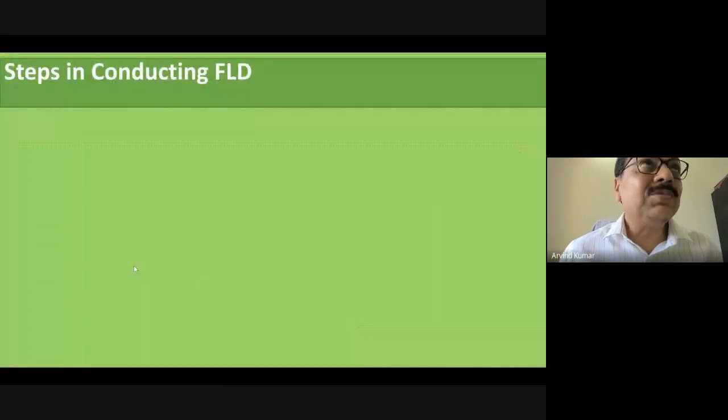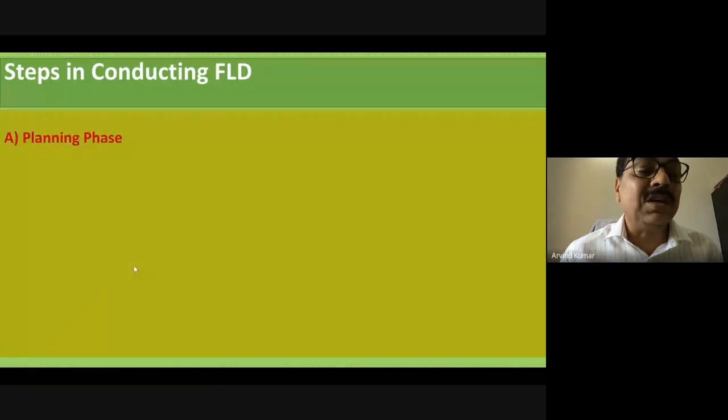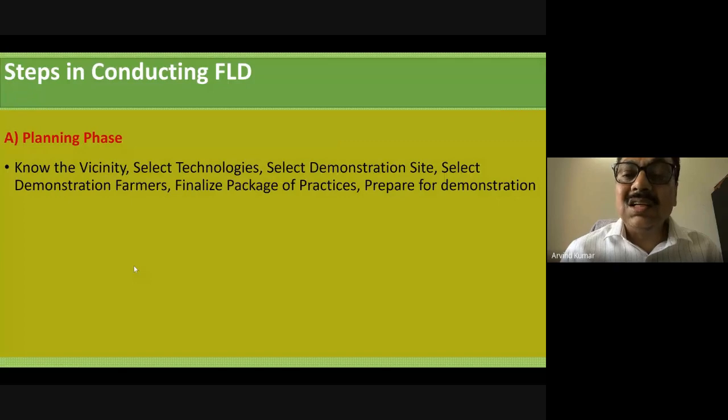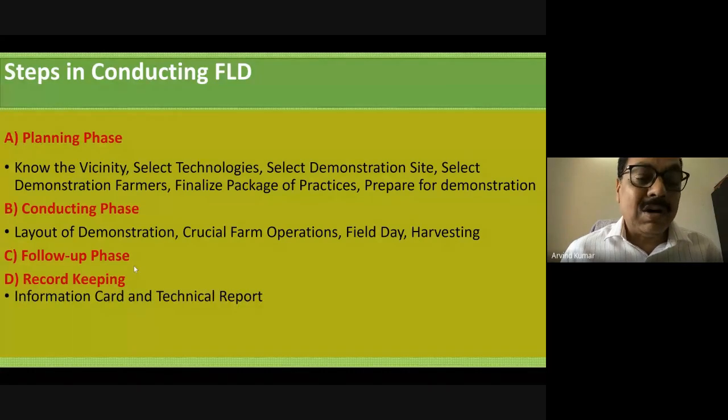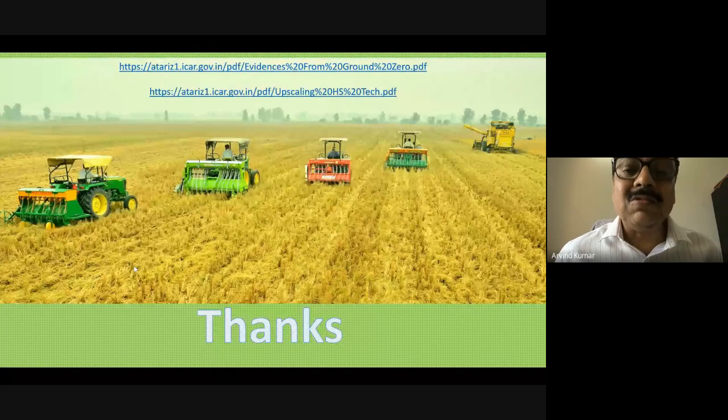So there are various steps. We are not going to discuss all these things, starting with the planning phase. You have to select the technologies you are going to conduct, then the demonstration site, then select demonstration farmers. In every case, the farmer is important. Then finalize the package of practices and prepare for demonstration. Then conduct it, lay out the demonstration fields, the harvesting day, follow up, then record keeping: information related to the farmer and the technical level related to production. This is what I wanted to share with you.